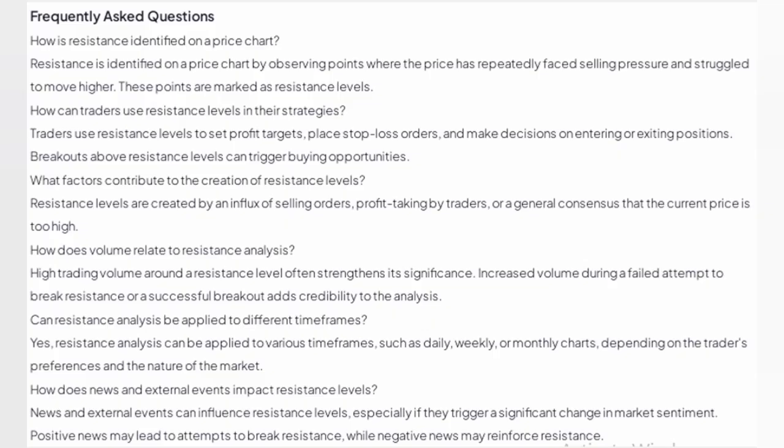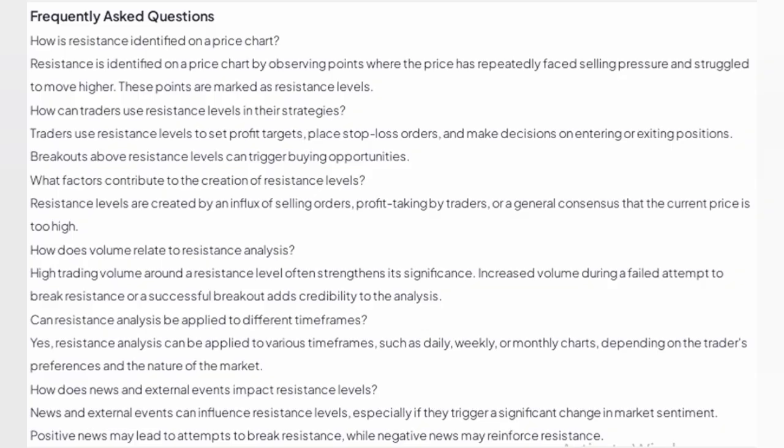Frequently asked questions. How is resistance identified on a price chart? Resistance is identified on a price chart by observing points where the price has repeatedly faced selling pressure and struggled to move higher. These points are marked as resistance levels. How can traders use resistance levels in their strategies? Traders use resistance levels to set profit targets, place stop-loss orders, and make decisions on entering or exiting positions. Breakouts above resistance levels can trigger buying opportunities.